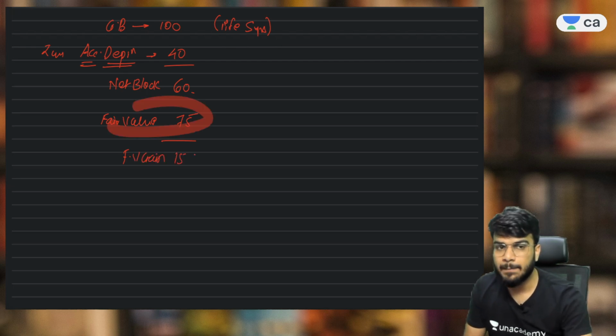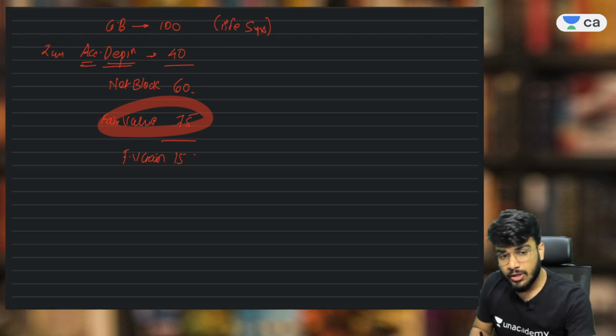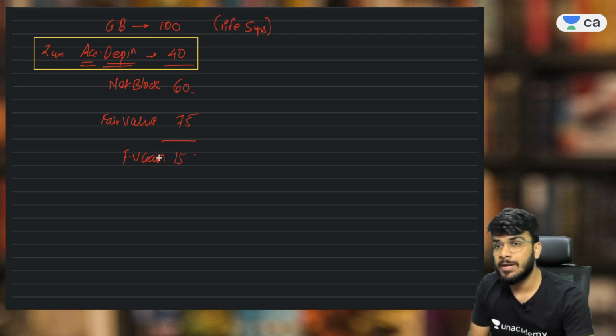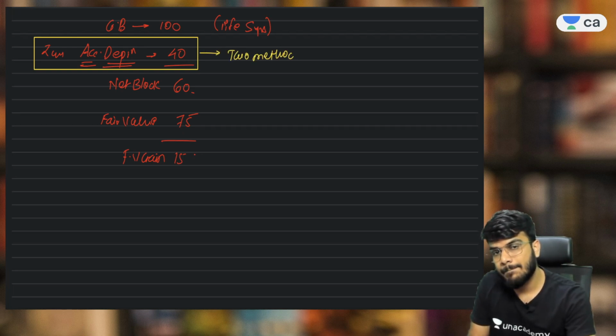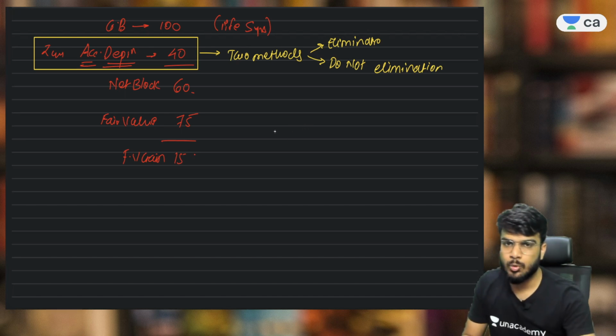Because we wish to keep our asset at fair value, that means we want to follow the revaluation model. Now, when you are following this model, what will be the treatment of this accumulated depreciation? What is to be done with this depreciation? To treat the depreciation, we ideally have two methods. You can eliminate this depreciation, or if you wish, you need not eliminate this old depreciation. We will revise these two methods in detail.